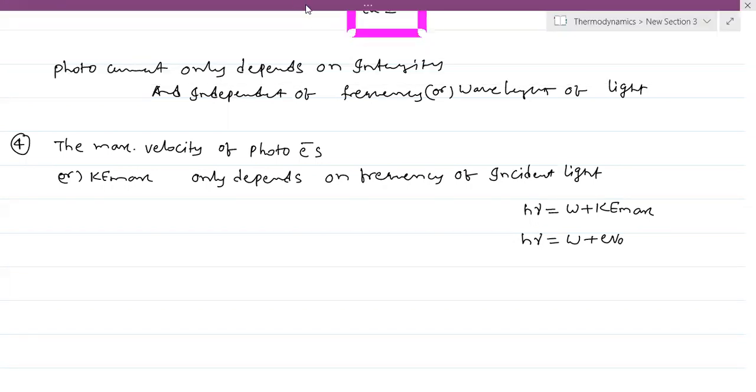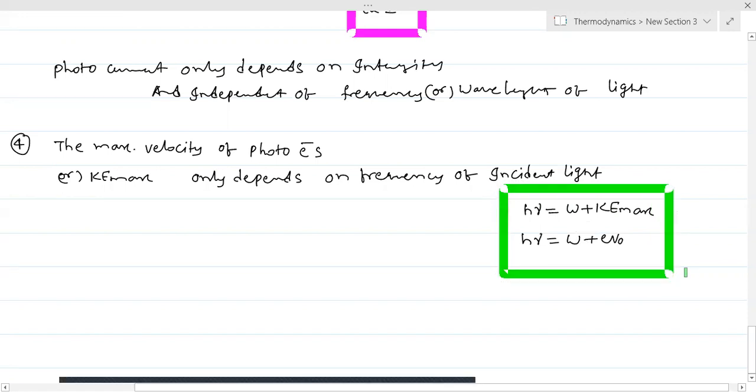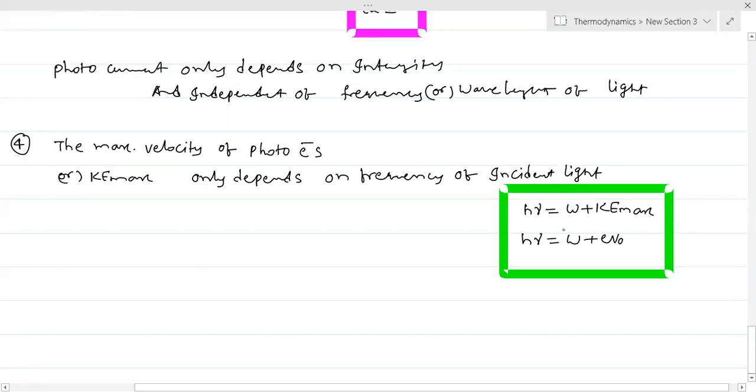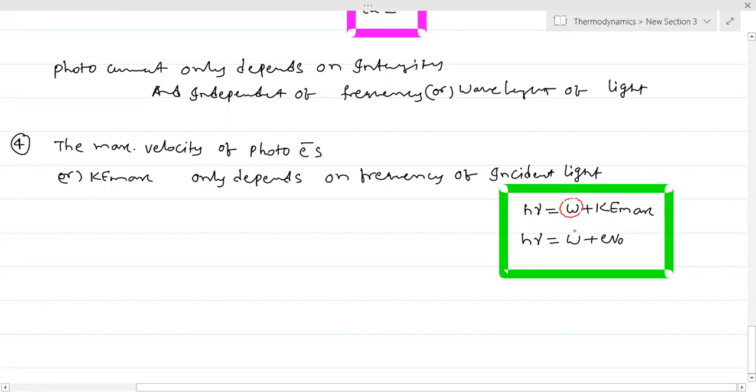Suppose whenever the frequency increases, that increment will be shifted to the kinetic energy, because we know that the work function is constant. So whatever increment in frequency we have, it appears in the form of increase in velocity, increase in kinetic energy, increase in stopping potential. So this is very important.